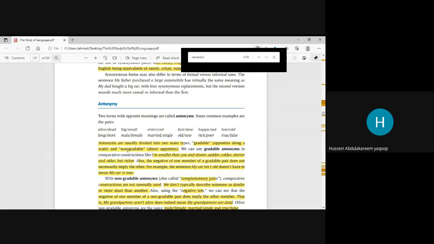Okay. So I'm smaller than you and slower, sadder, colder, shorter, and older. So you see here, what is common among these adjectives is the ER. So when there is an adjective that can be compared with ER, or with more if it is more than two syllables, this is gradable. So we can say this person is sad. That person is sadder than this. That person is the saddest one. The superlative, comparative degrees. So gradable, because we can add ER.